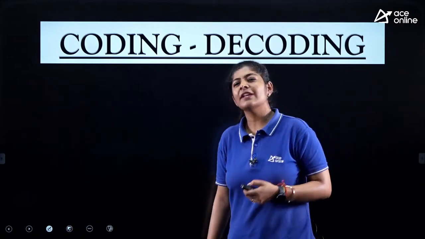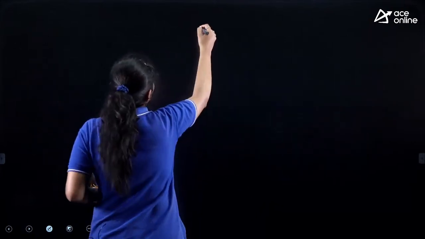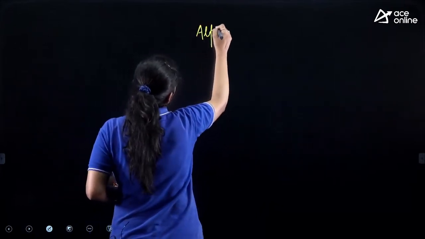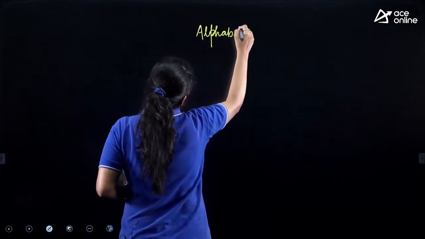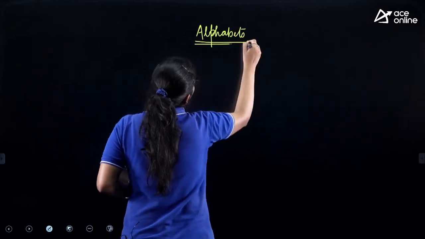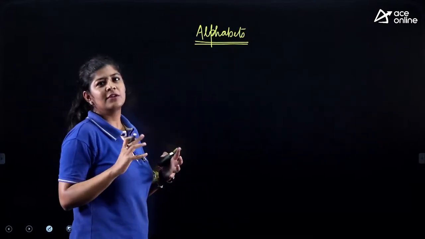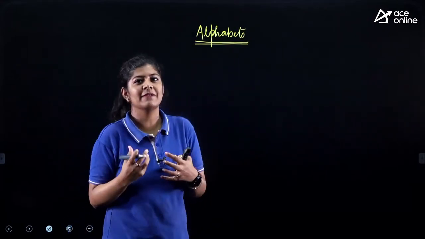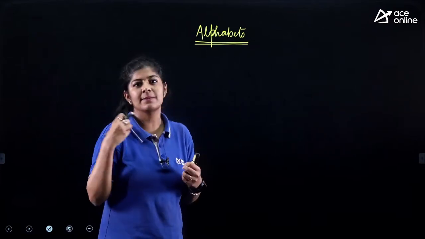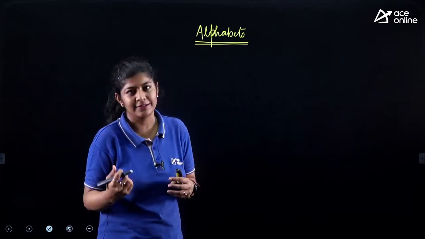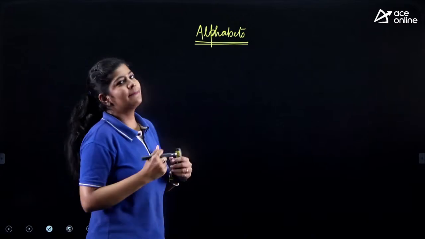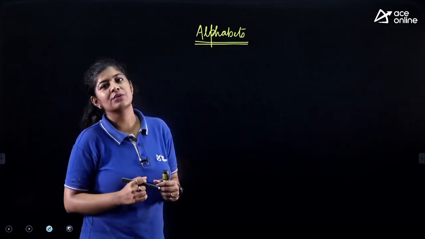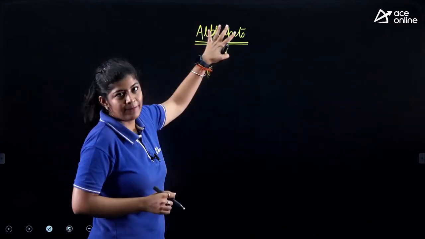Whenever we talk about coding decoding, we know that we are having alphabets, and we just need to change them with some certain code, maybe some numbers and so many other things, right? So it's better if you learn the associated numbers of all the alphabets over here.